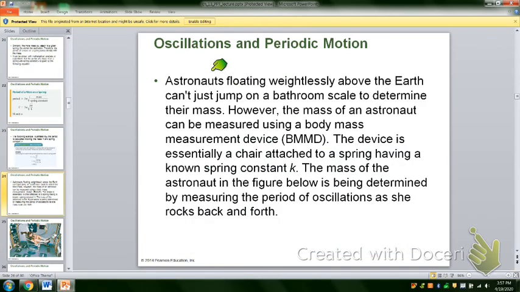All right, astronauts floating weightlessly above the Earth can't just jump on the bathroom scale to determine their mass. However, the mass of an astronaut can be measured using a body mass measurement device, the BMMD. This device is essentially a chair attached to a spring having a known spring constant K. The mass of the astronaut in the figure below is being determined by measuring that.